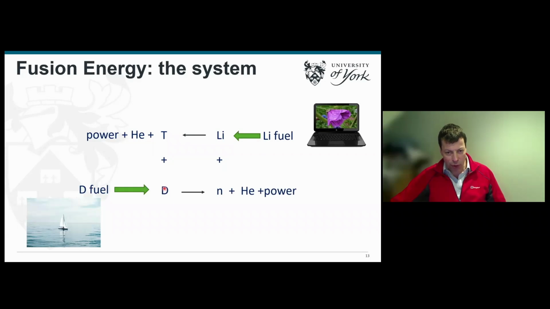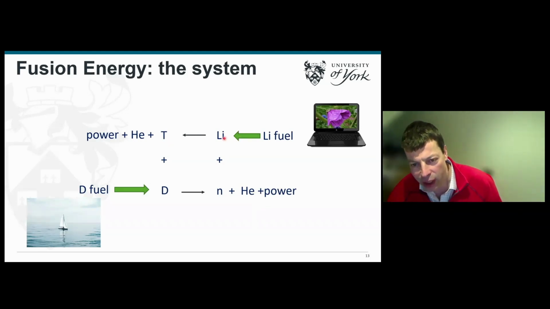We've got deuterium fuel coming here. I combine tritium with deuterium. This gives me a neutron plus an alpha particle plus power. So this here is my primary fusion reaction: tritium plus deuterium goes to neutron plus an alpha particle plus power. But you might remember me saying that tritium up here is not naturally occurring. We've got to generate it.